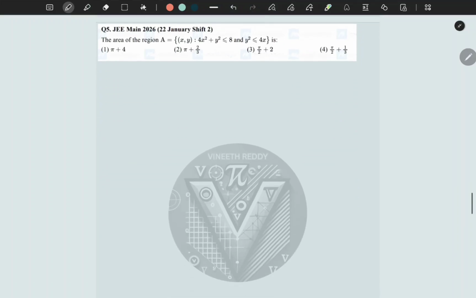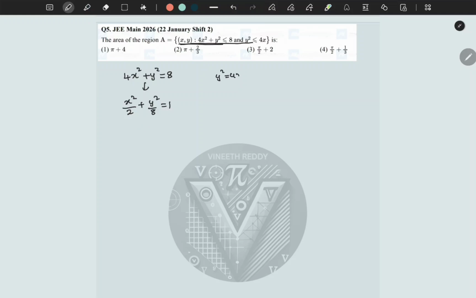Right. Now the next question says, see, the entire question depends on identifying this region, dear students. So if you gain expertise in this, then the question is easily solved. So the area of the region A is equal to x comma y such that 4x square plus y square. So we already mentioned that whenever there is an inequality, replace the inequality with an equal to sign. So here now this is an ellipse whose equation is something like this, right? And this is a vertical ellipse, to be more precise.